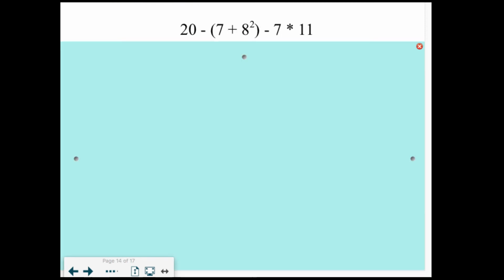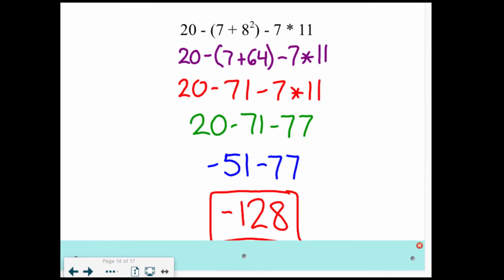Go ahead and attempt this problem on your own. Make sure you are showing all of your steps. Here are all of the steps you should have shown in order to get your final answer of negative 128.